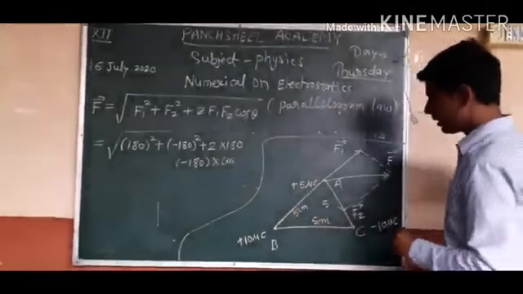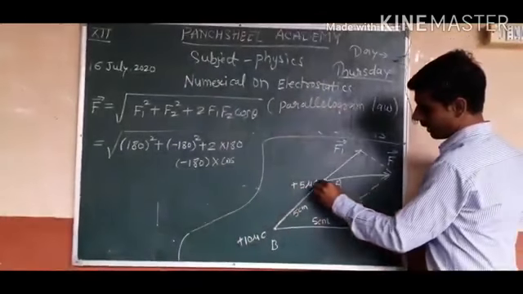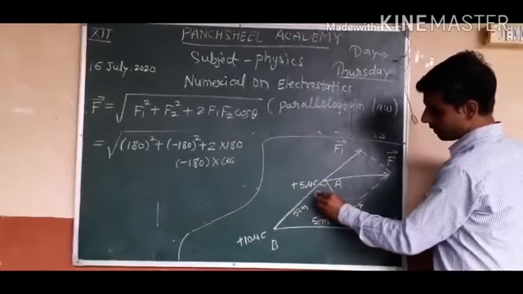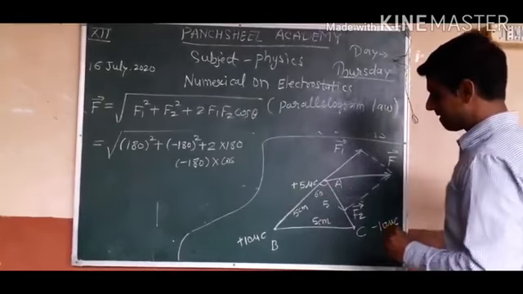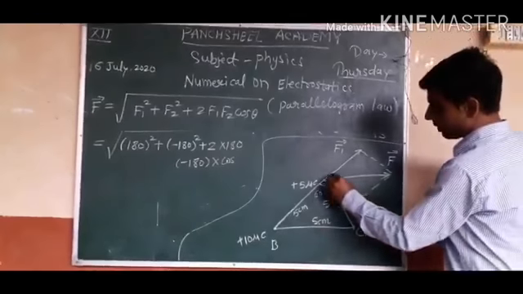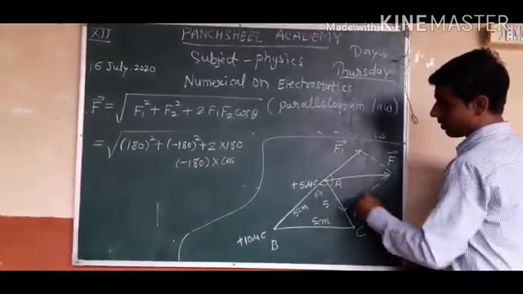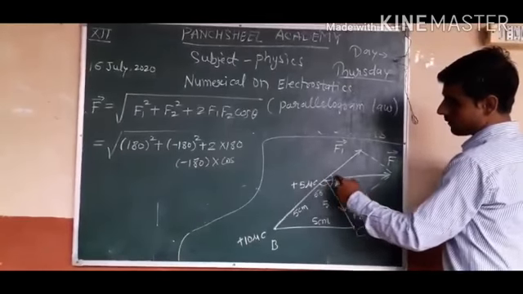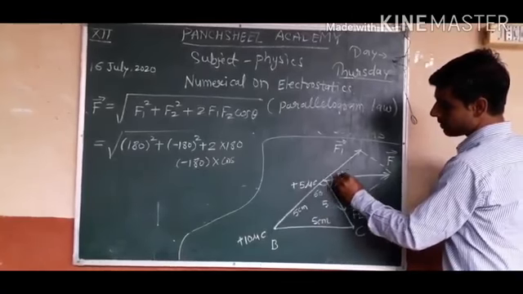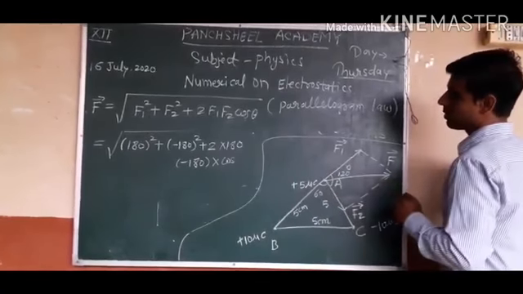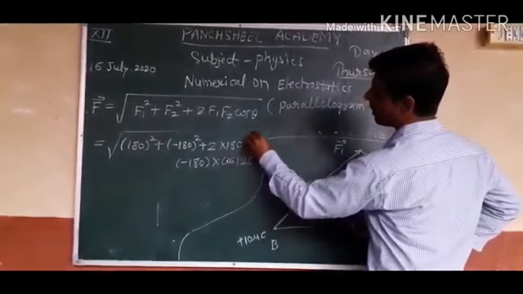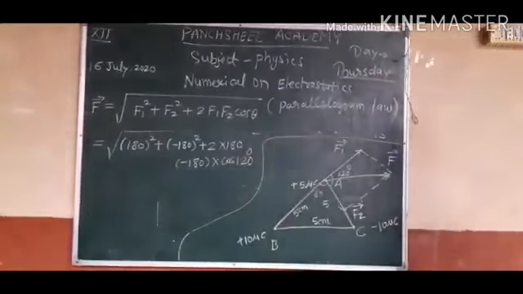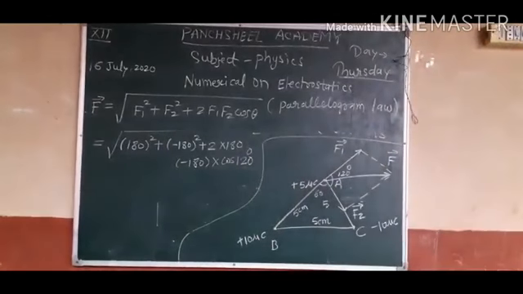What is the value of theta? This is the angle of 60 degree. And what is the value of this angle? If the total angle is 180 degree and this is 60, then what is this? This is the 120 degree. So cos 120 degree. Now calculate all these things and you will get the answer.